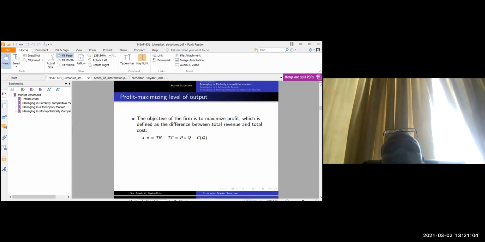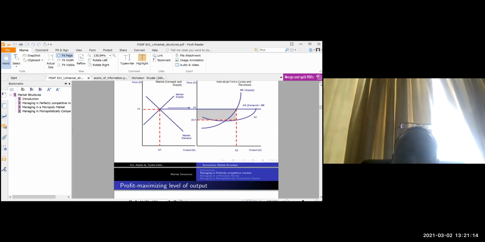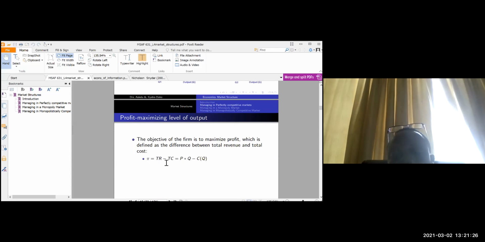Okay, so as we said before, the objective of the firm is to maximize profit, which is defined as the difference between total revenue and total cost. So you want a bigger shaded area, where the revenue you are getting from the higher price in the market is greater than your total costs. Total revenue minus total costs gives you pi, which is profit.